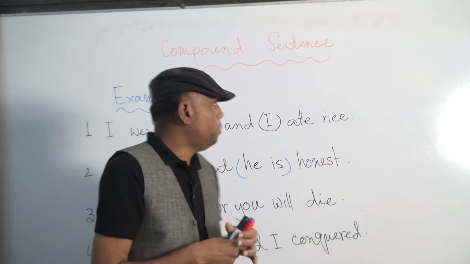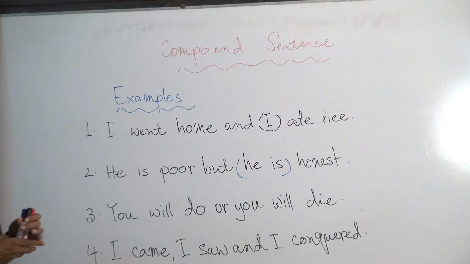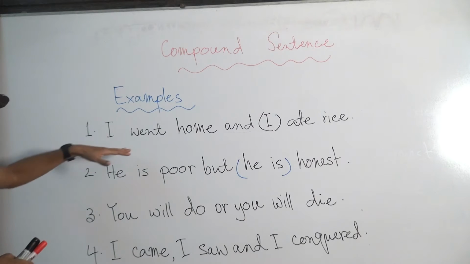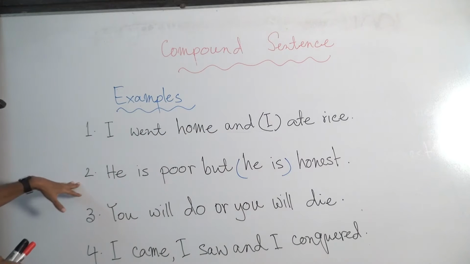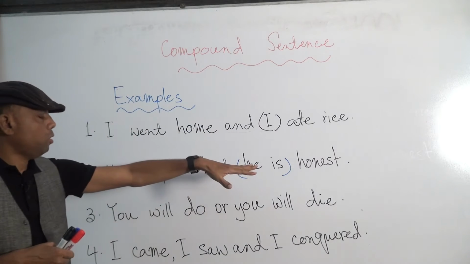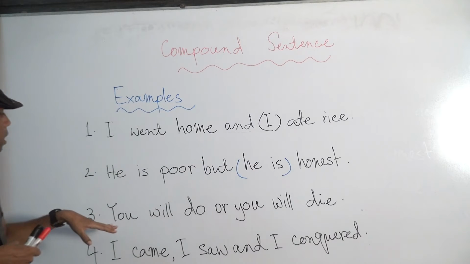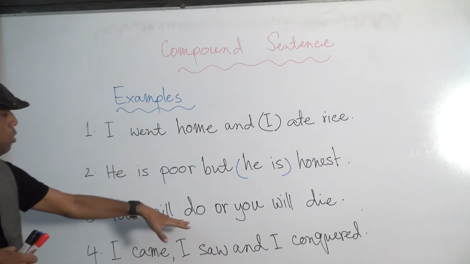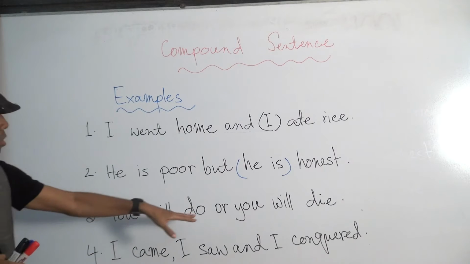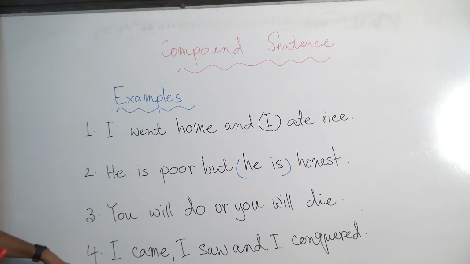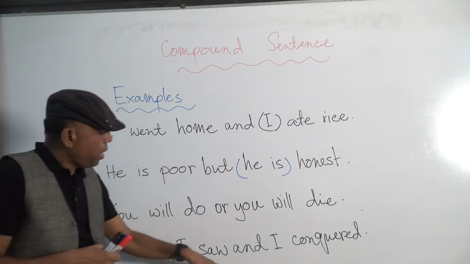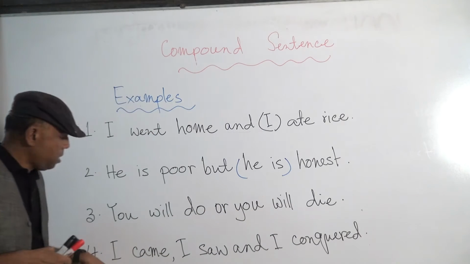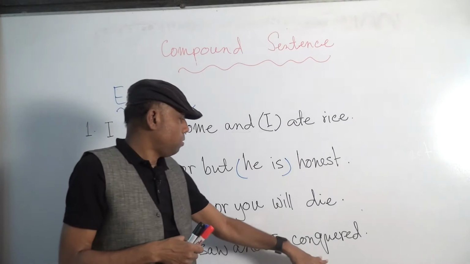So, please have a look on the board. I am going to talk about compound sentence. Okay. So, here are some examples. Number 1, I went home and I ate rice. Number 2, he is poor but he is honest. We can say but honest. Number 3, you will do or you will die. You can say do or die. Number 4, I came, I saw and I conquered.